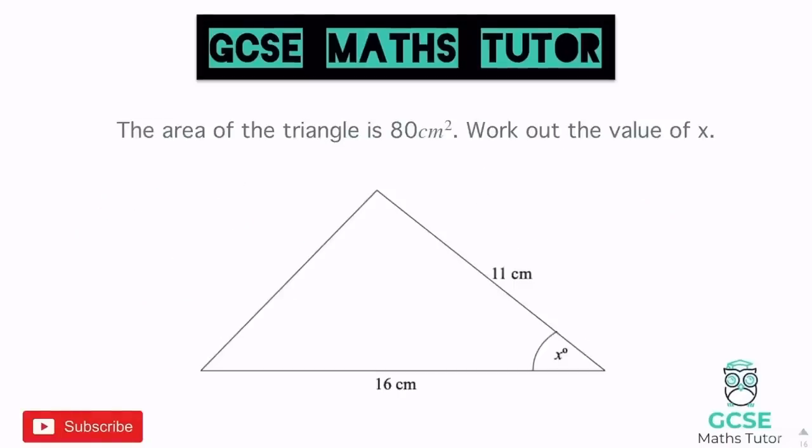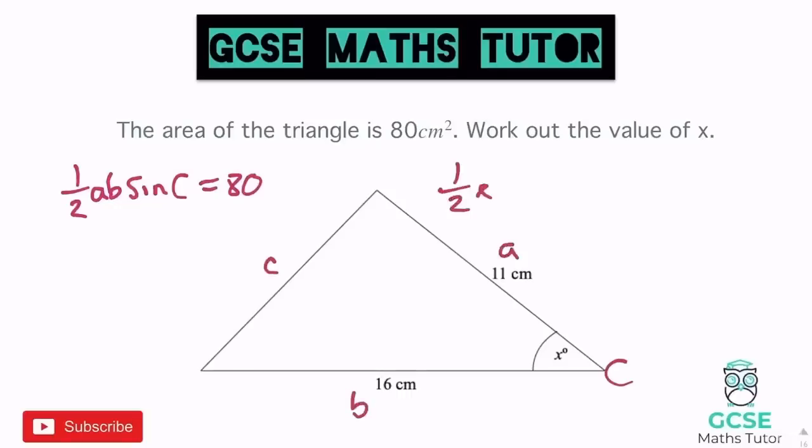Question like this though, you might be given the area of the triangle. So it says the area is 80, so we're working backwards a little bit here. So we're going to use half AB sine C again. So half AB sine C, but this time it gives us the answer. So the answer to that half AB sine C has to equal 80. So let's just plug in all the numbers here. Again, C being my angle, and then A and B being my other lengths. So if I was to type this into the formula, we'd have a half times 11 times 16 times sine C, and it would equal 80.